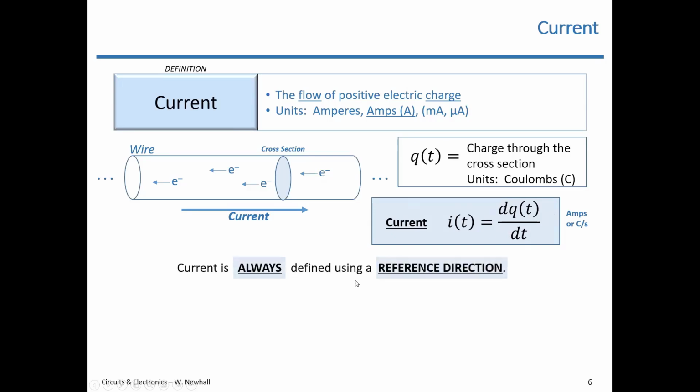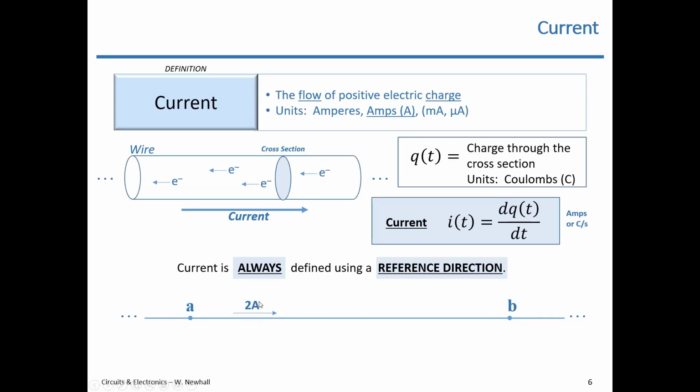So current always is defined using a reference direction. So if I have a wire, so here's a wire, and I label two points A and B, and I have current flowing from A to B, I can define that current. Let's say it's 2 amps. I just happen to know it's 2 amps with a reference direction. This arrow is the reference direction. 2 amps is the quantity of current. The arrow is the reference direction for that current.